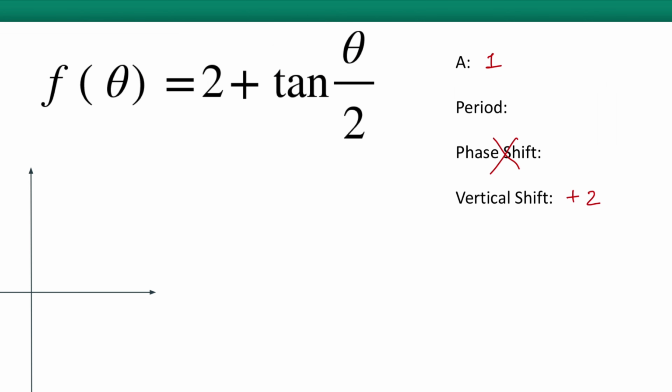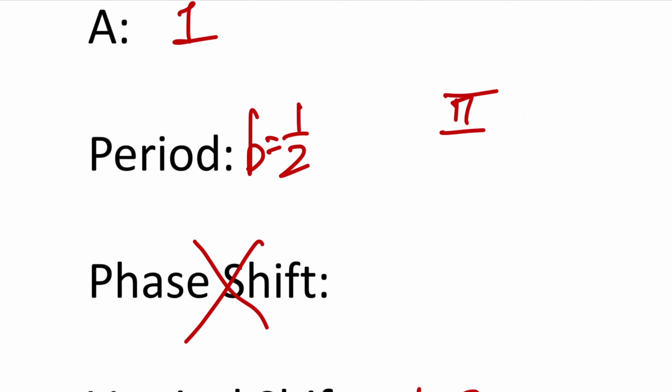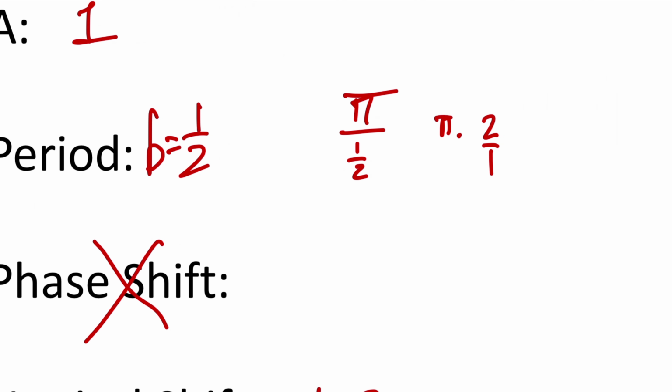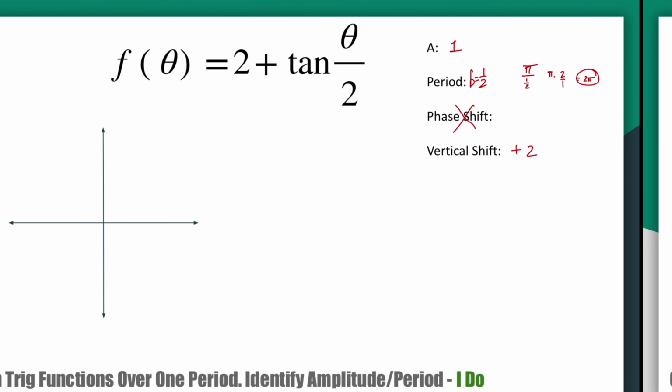We do have a b number of 1/2, which means we need to take pi and divide it by 1/2, okay? You take pi and you divide it by 1/2, you keep, change, flip, turns into multiplied by 2/1, which turns it into a period of 2 pi. Okay, so we did change our period there, all right?